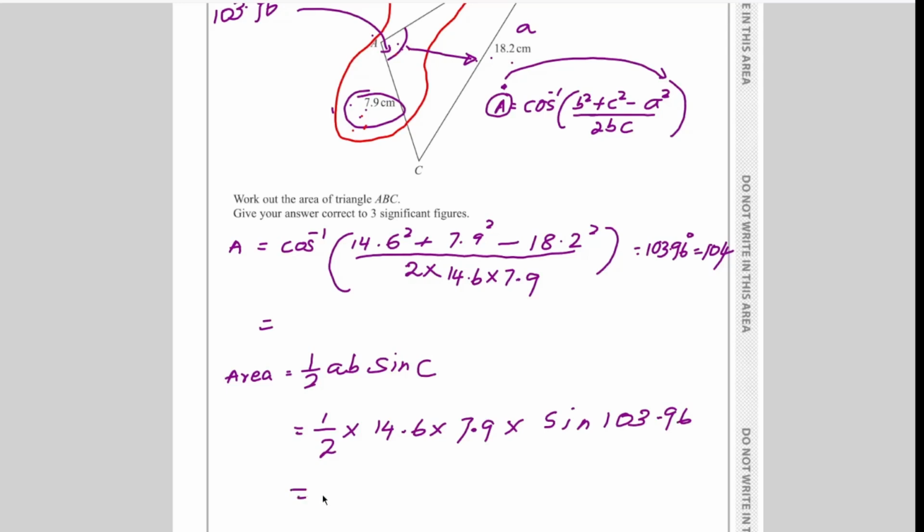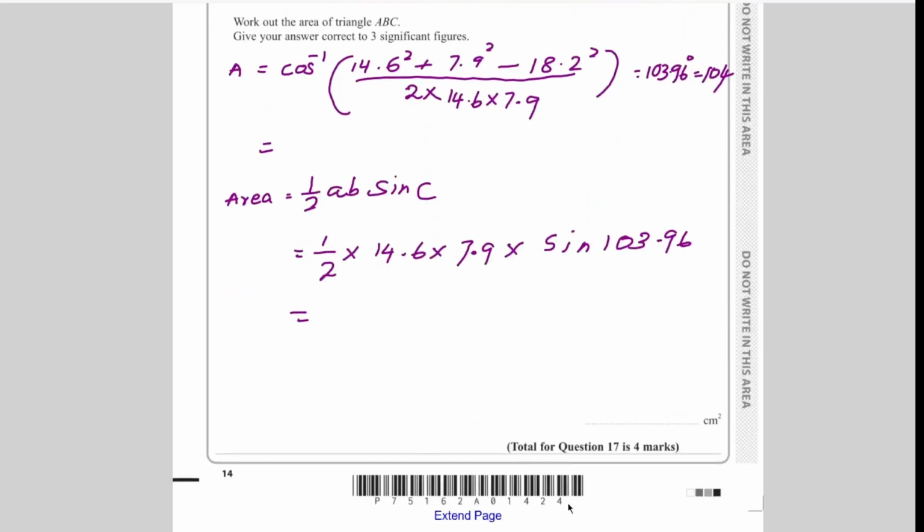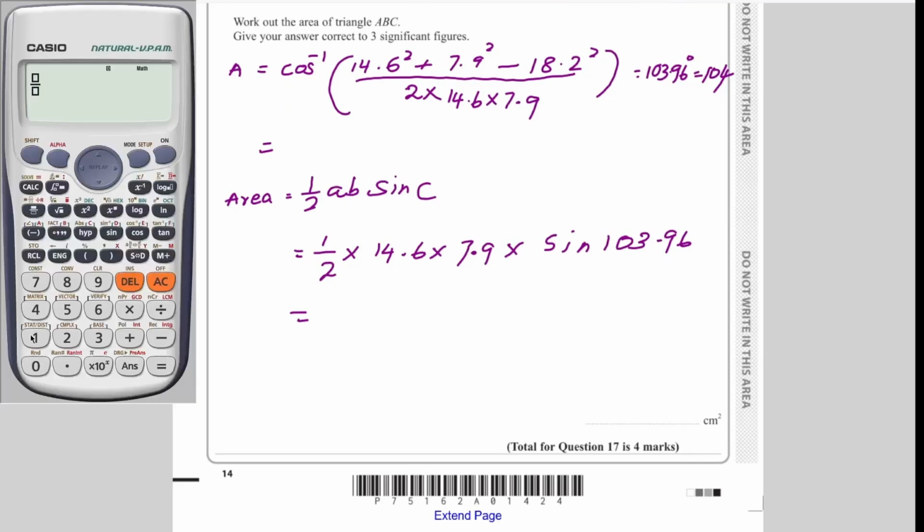103.96. So let's plug in the values into the calculator. Half into 14.6 into 7.9 into sine 103.96 equals, we are getting 55.966.